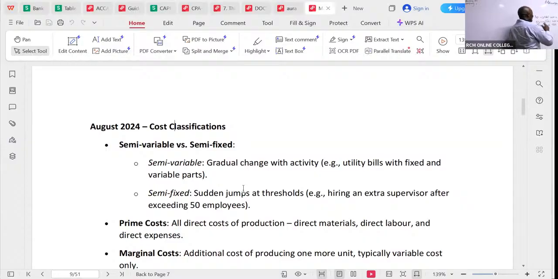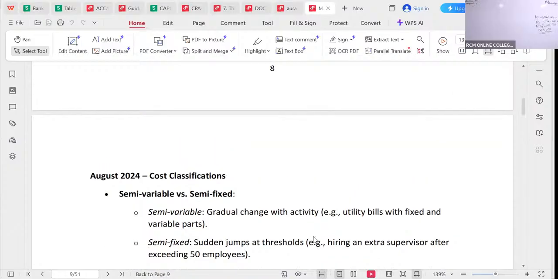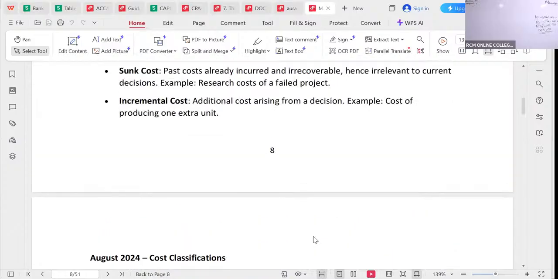A student of mine, I think he had come like you evening students. I said the word marginal, and he wrote it like this. I saw it like this. I corrected him slowly, because now you understand these things. So the additional cost of producing one more unit is marginal cost. So that is an incremental cost, additional cost arising from a decision. Example, the cost of producing one extra unit.